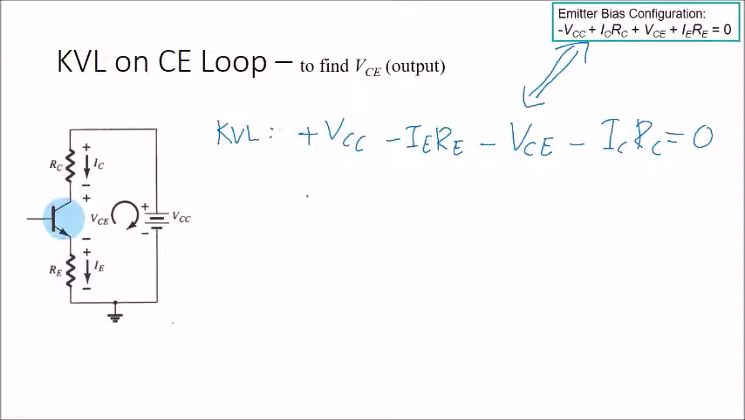Usually for the CE loop, we are going to find the value of VCE. So VCE is equal to VCC minus ICRC minus IE RE. That's all for the CE loop.